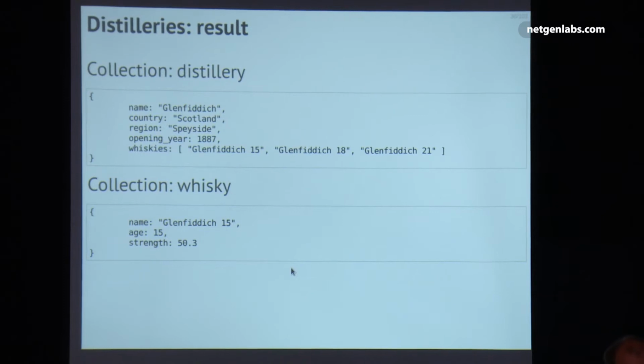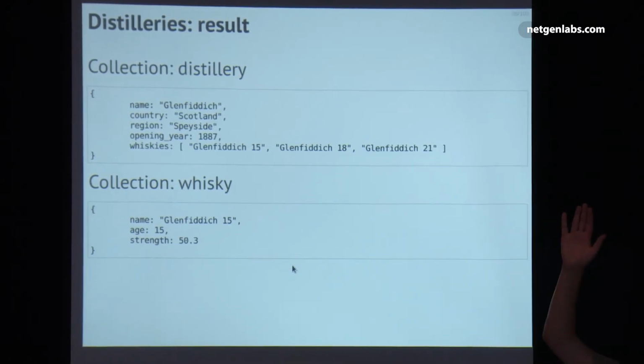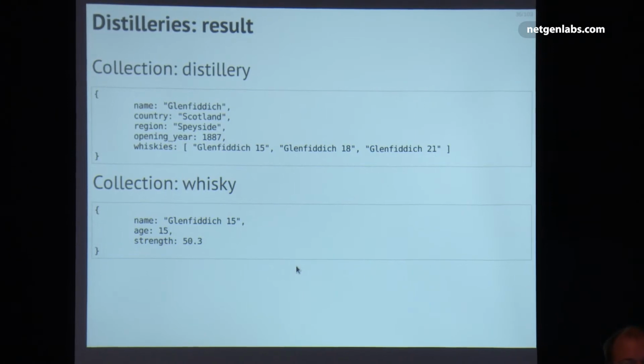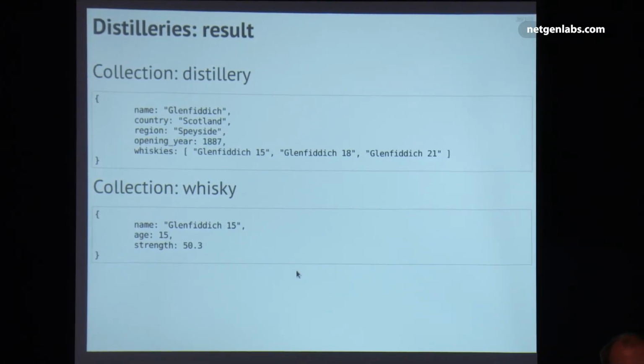So who designed it like this? Show your hands. One. Why did you do it this way? Well, it was one of the possibilities. All right, it's one of the possibilities. So it depends a little bit on what kind of queries you're going to ask, right? If you're going to ask, give me all the whiskeys for a specific distillery, then this is not a good schema. You know why? Because you have to do a query for the distillery collection first, to figure out which whiskeys they have, and then do a second query to find out more information about them.